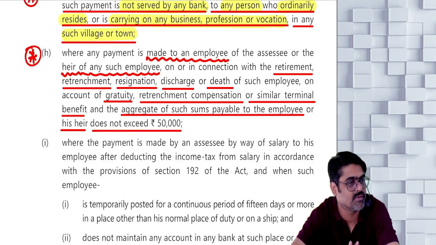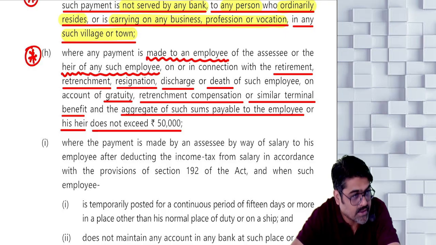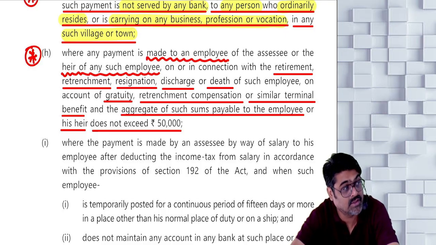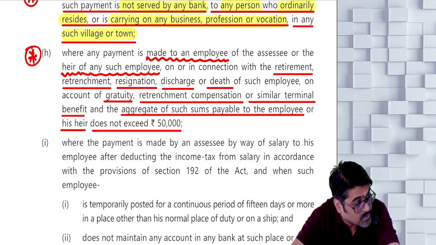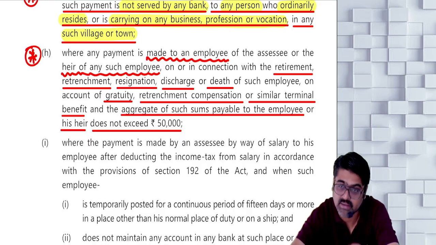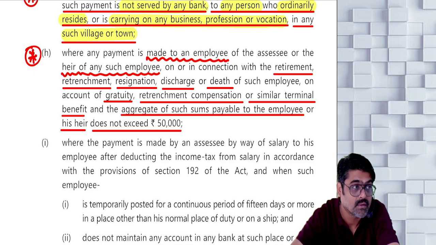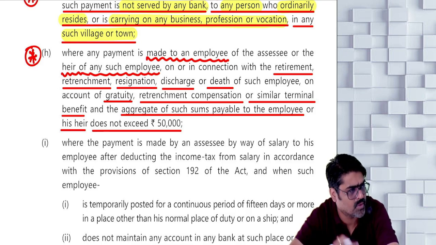Retirement payments. The payments which are supposed to be made as retirement benefits, like gratuity, commuted pension, retrenchment compensation, VRS compensation, and the aggregate of these payments are 50,000 or less. Then that payment you will make to your employee or his legal heir. You can make that payment by any mode. It will be allowed as a deduction.